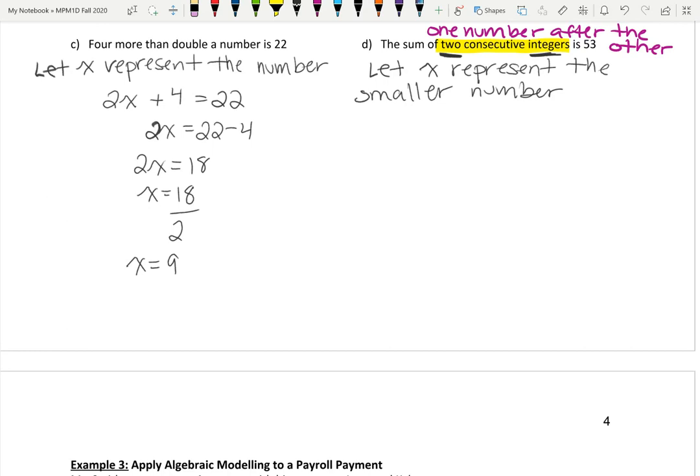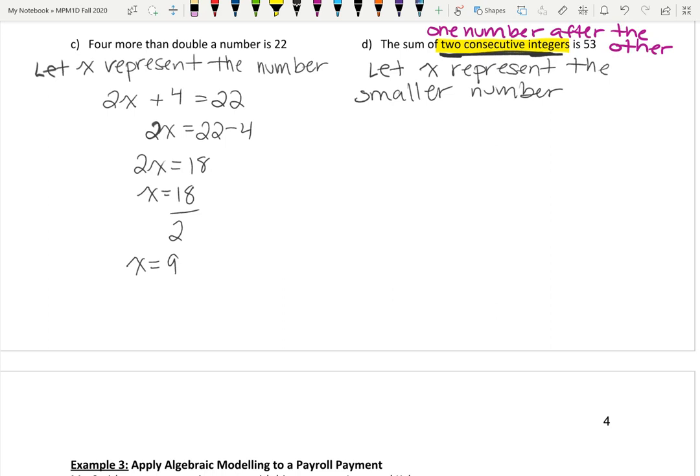Right now we're going to solve for the smaller number. Once we know what the smaller number is, we can then find the larger number by adding 1, because remember, they're consecutive integers, so it's one after the other. If I solve for the smaller number, I know that the larger number is the smaller number plus 1. Let's create our equation here.